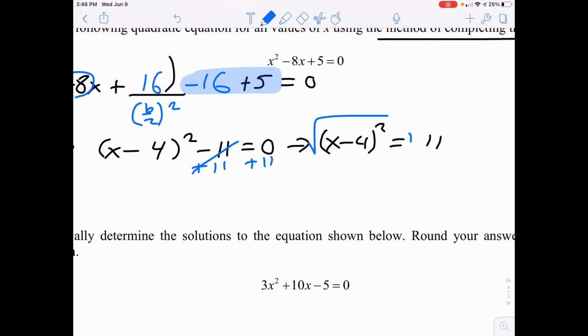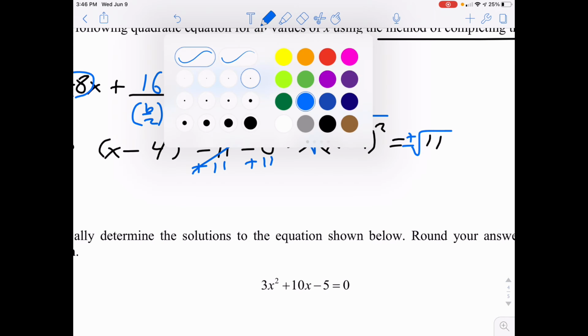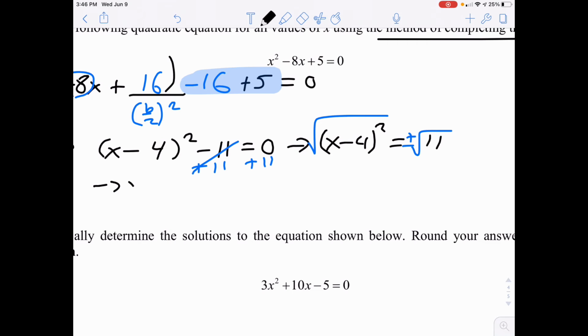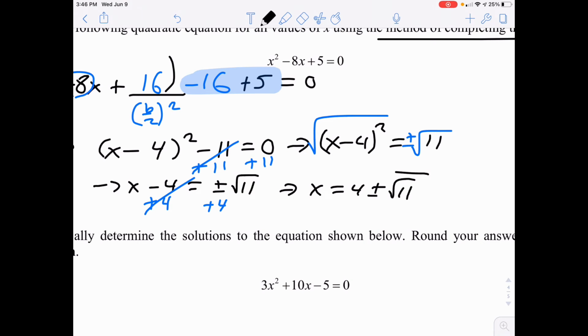We will square root both sides like this. And x minus 4 is equal to plus or minus the square root of 11. Finish this off by adding 4 to both sides. And x is equal to 4 plus or minus the square root of 11.